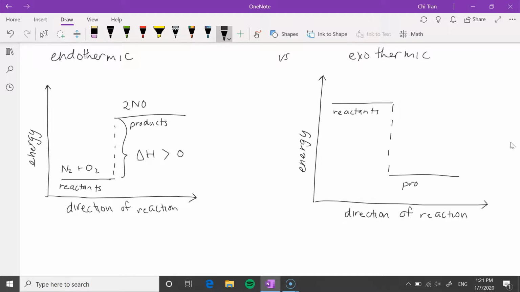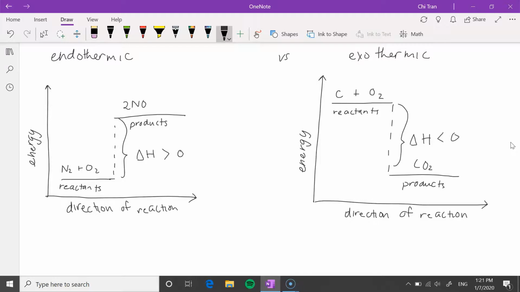And an example is simply a combustion reaction. So we would have C plus O2 to make CO2. And again, the change in energy is also the delta H value, but now it needs to be a negative value, so less than 0.